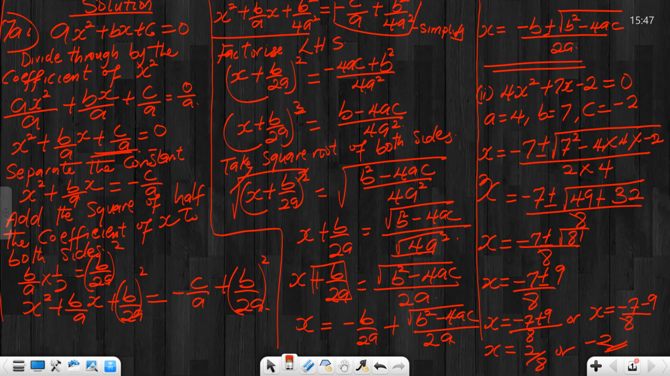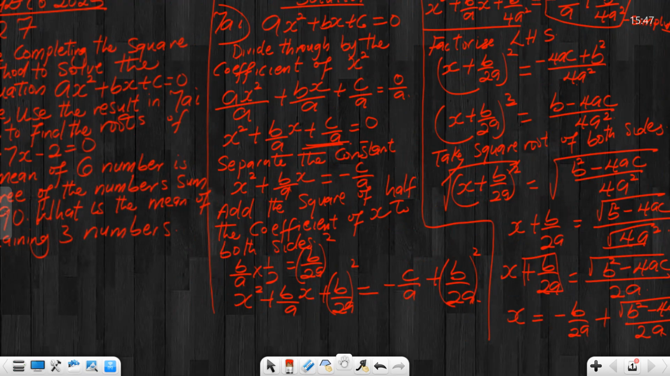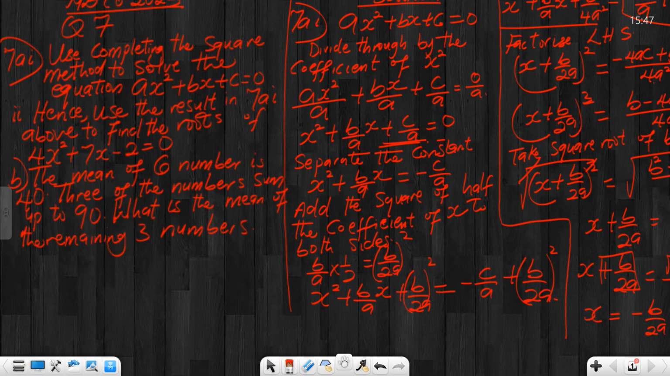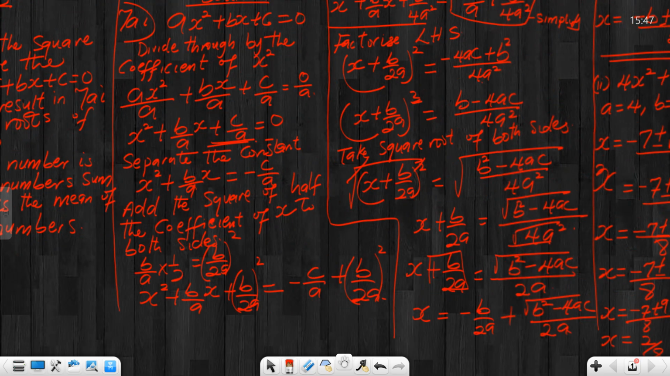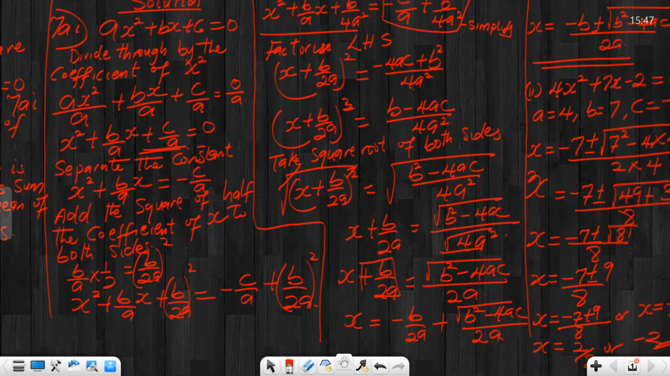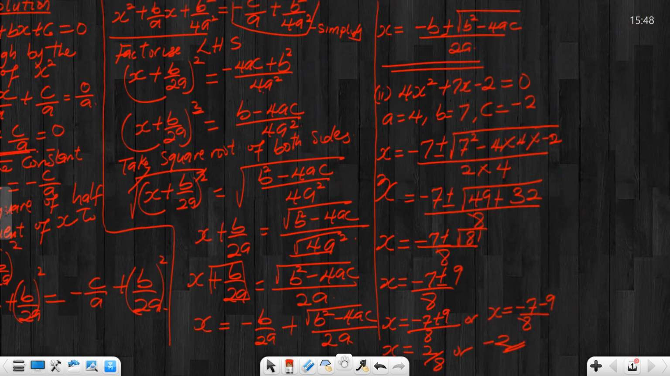The second question says what? Let's check this. The second question says, the mean of 6 numbers is 40. 3 of the numbers sum up to 90. What is the mean of the remaining 3 numbers? So that is the B part of it. So let's go to the B part of it, and let's see what we are going to do.